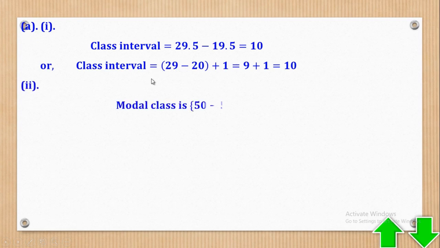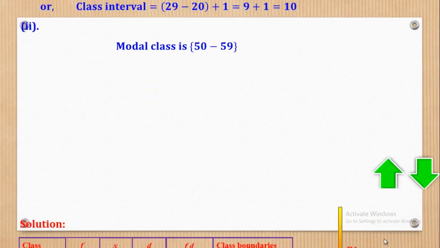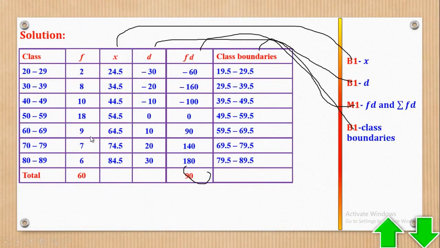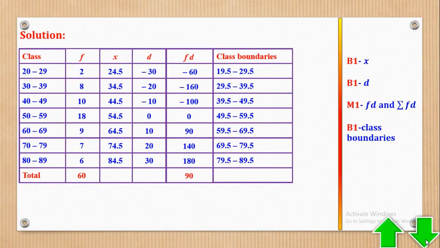Then part B, they wanted the model class. Now the model class is the class with the highest frequency. So when I look at this column of frequency, this is the highest, therefore the corresponding class is this, 50 to 59, and that will be your model class.